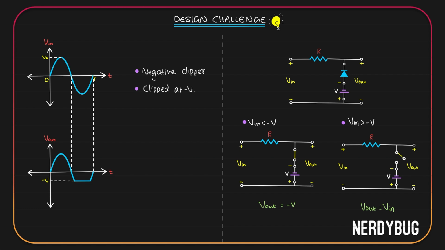Let us plot the input-output characteristics. When V input is less than minus V, output should simply be equal to minus V. You can see that over here. When input is less than minus V, output is here, which is minus V. Also, when input is greater than minus V, output should be equal to input. You can see that also here. When input is greater than minus V, we have a straight line whose slope is 1, which means input is equal to output.